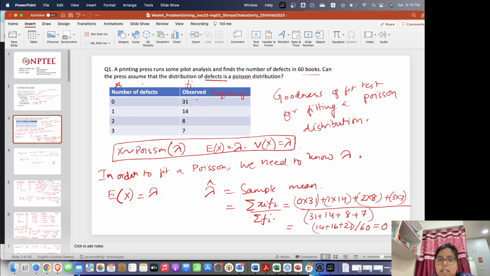Yes, ideally speaking. So that is why we are trying to fit a Poisson distribution, because in cases when we are modeling accidents or rare events, like in a publication or printing press, it is expected that there will be a small number of defects. Those sorts of rare events are usually modeled with a Poisson distribution. Okay, ma'am. Thank you.